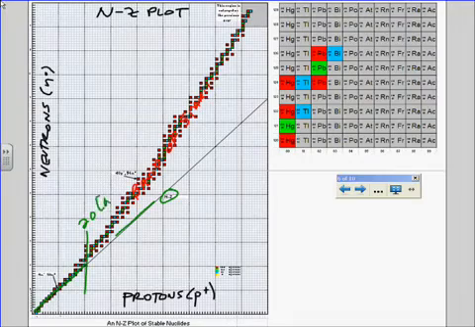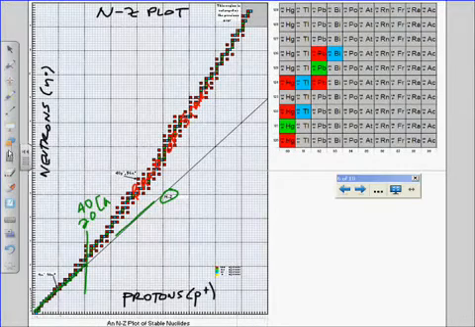At calcium 20, or calcium 40 rather, there seems to be a break where this thing goes from having a slope of 1 to all of a sudden having a larger slope. And if we draw in a line here, a line of best fit for this portion of the graph, you can see that it's much steeper than 1.